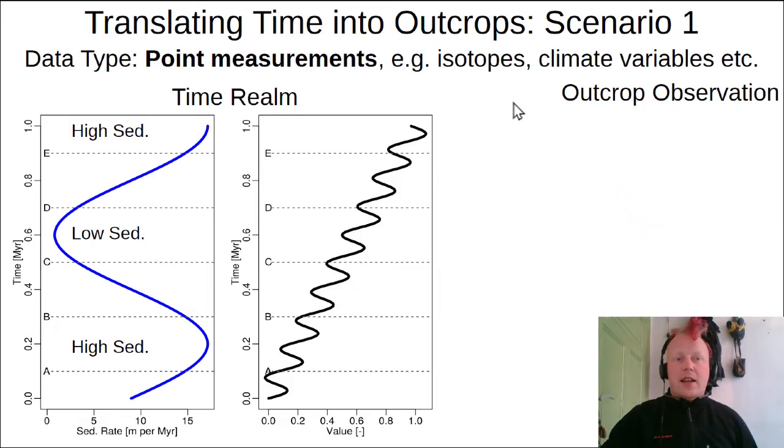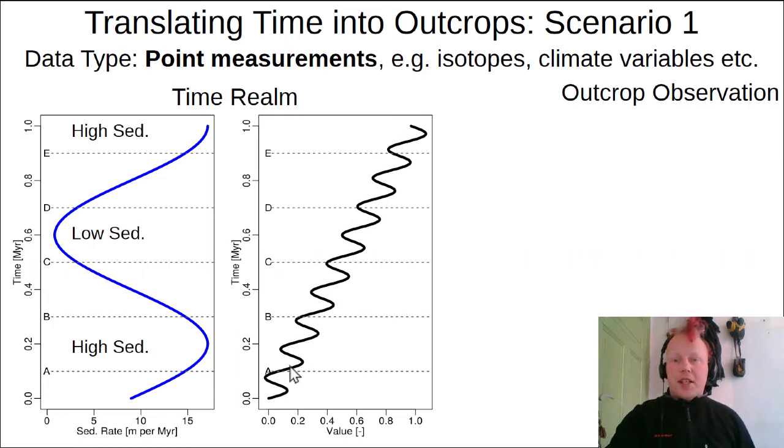The second type of data I want to look at are what I will call point measurements. So these are simply measurements that are taken in time or at a specific outcrop height or a core depth. And this could, for example, be isotopes, climate variables such as temperature, whatever you want to measure. And here I have a slow change with a slow oscillation.